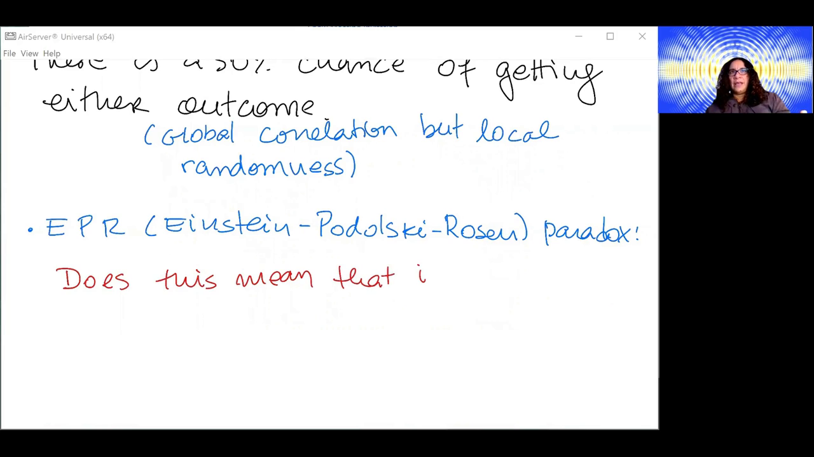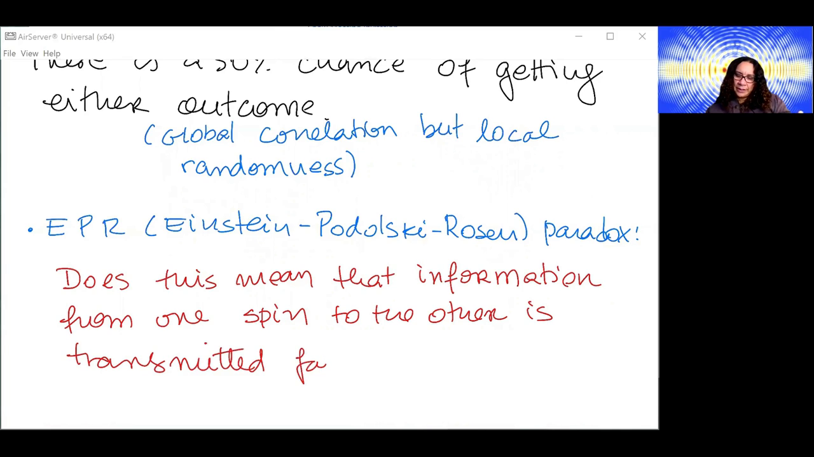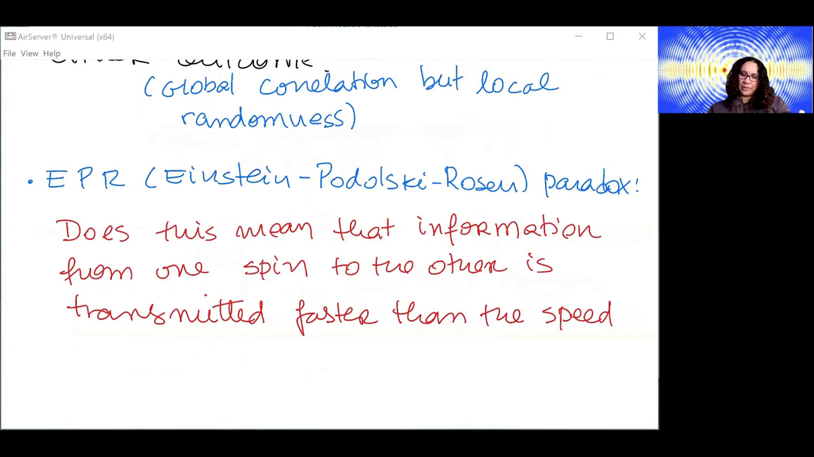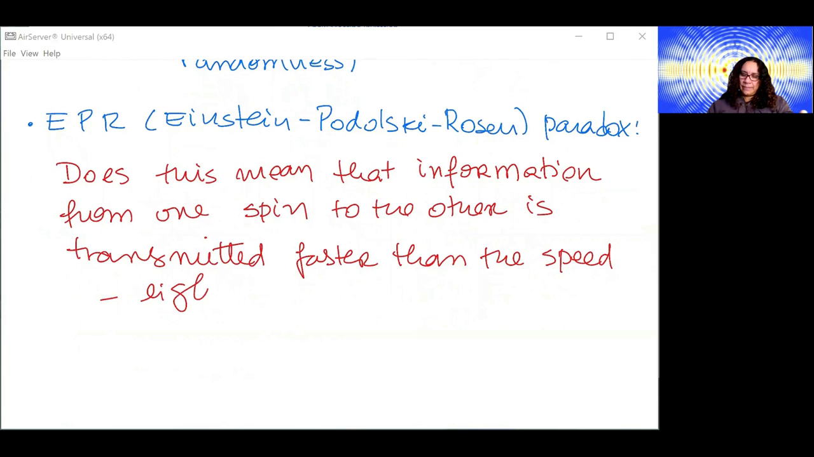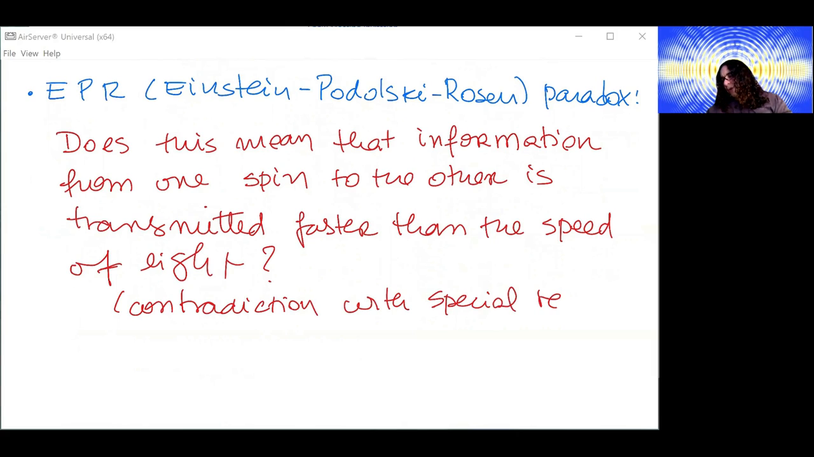So does this mean that information from one spin to the other is transmitted faster than the speed of light? If this is the case, this is contradicting special relativity. So this would mean a contradiction with special relativity.